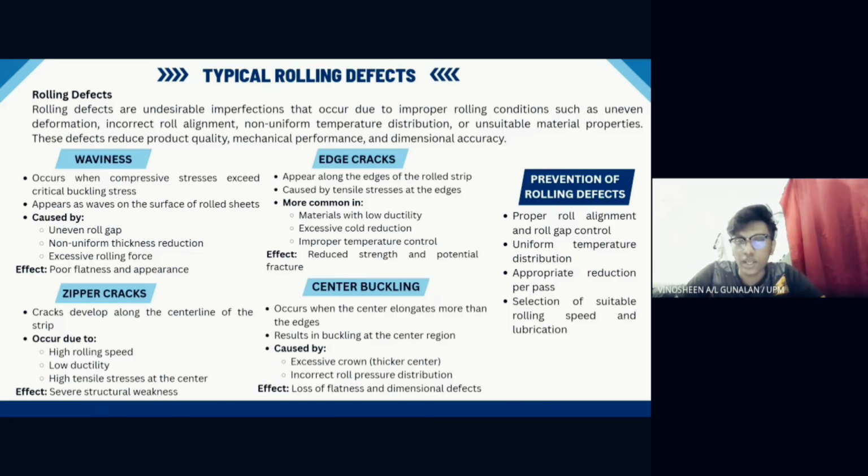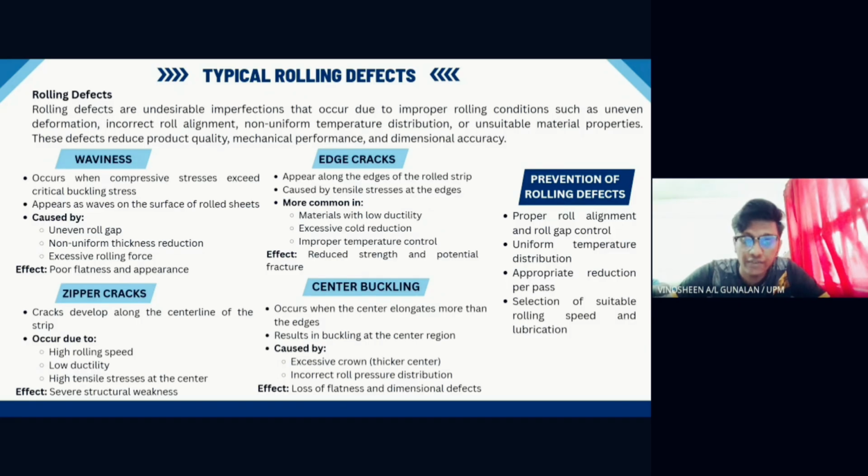Now let's look at the edge cracks. Edge cracks appear along the edges of the rolled strip, which are caused by tensile stress at the edges, and are more common in materials with low ductility, excessive cold reduction, and improper temperature control. The effect is reduced strength and potential fracture. Furthermore, we have zipper cracks. Zipper cracks develop along the center line of the strip, which occur due to high rolling speed, low ductility, and high tensile stress at the center, which results in severe structural weakness.